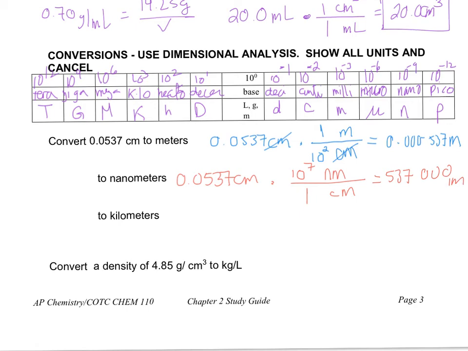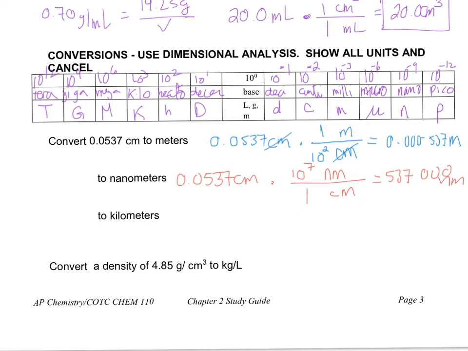Or you could do it with scientific notation. So to figure that out, this is 10 to the 7th, so it's 0.0537 times 10 to the 7th. But to make it scientific notation, you need your decimal place to be here, so that's 1, 2. So it's 2 less than that, so it'd be 5.37 times 10 to the 5th nanometers. That should say nano there.